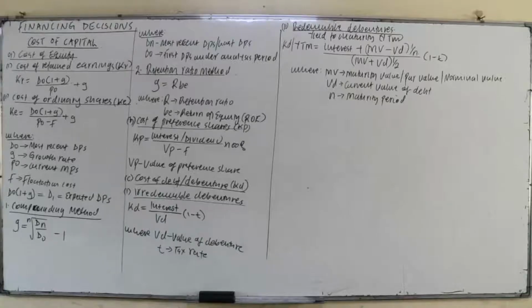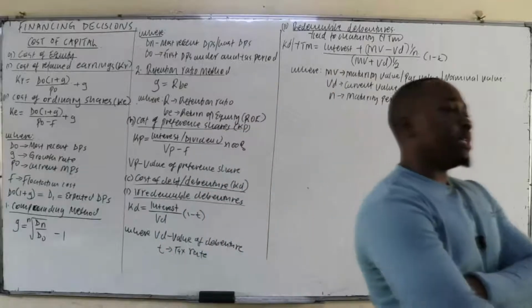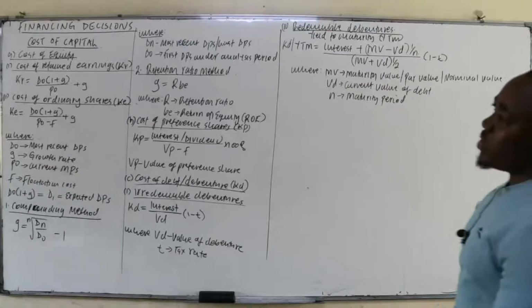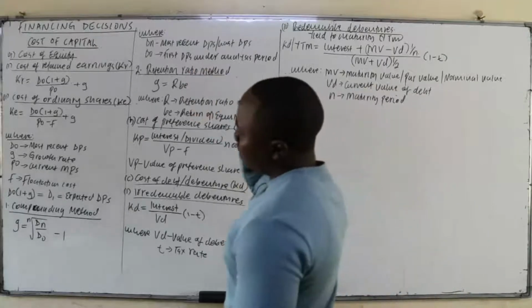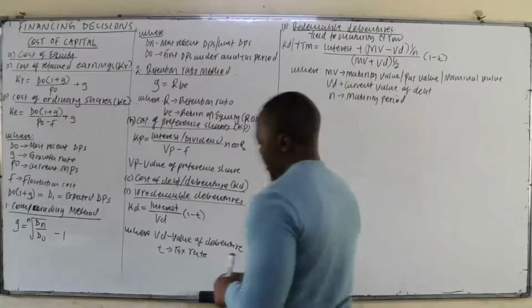They are not powers. Note that interest on debt is computed based on par value. That's why you evaluate the cost of capital, the cost of equity, the cost of preference share, and then the cost of the debenture. Good.